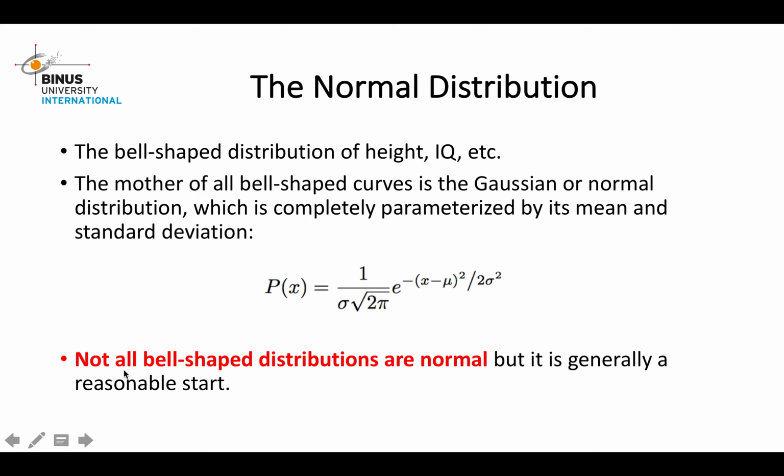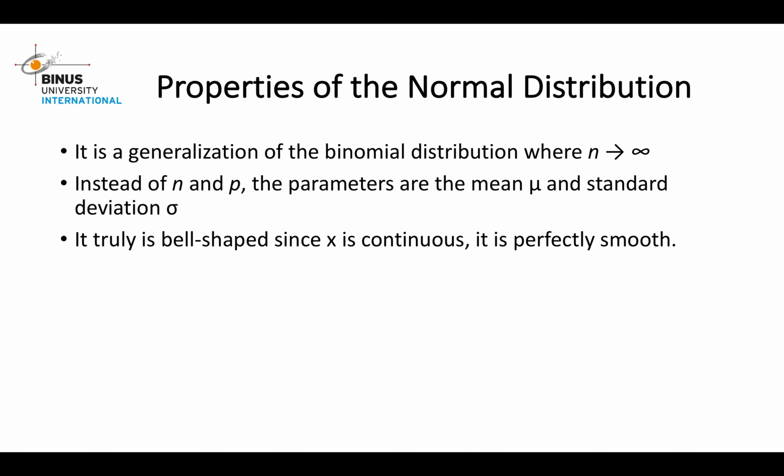Not all binomial distributions are normal. There are some specific characteristics that make them normal distributions. The property is that the number of samples is unlimited, infinite. That means it's a lot.